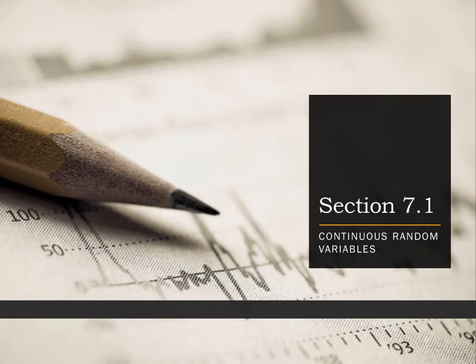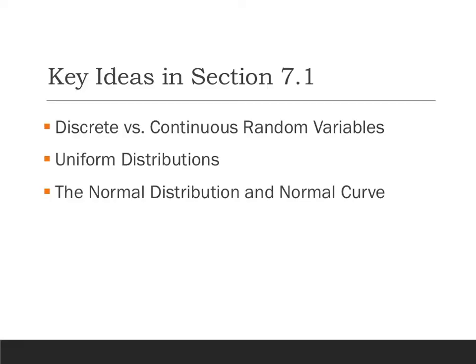This is the first video for section 7.1. There are two sections that we're going to cover in chapter 7, and the first one is over the basic ideas of a continuous random variable, and then more specifically, the normal distribution. But first, we're going to do a quick reminder, in case you don't remember from the chapter 6 video, of what it means to be a discrete random variable versus a continuous random variable.